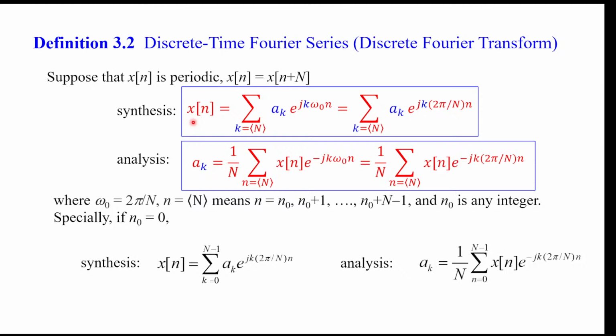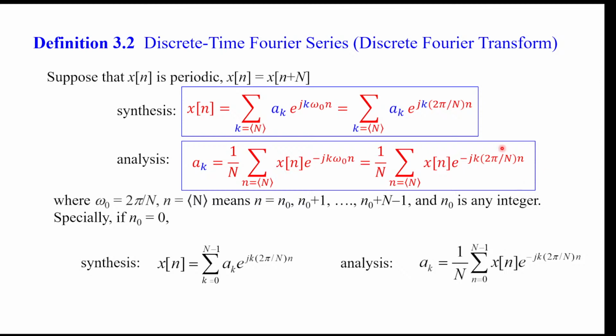And the analysis equation tells you how to find the ak from your x of n. It says ak equals 1 over N, summation over small n, also in a big N interval, of x of n times e to the minus jk omega naught n. And just like before, you can write omega naught as 2 pi divided by big N.